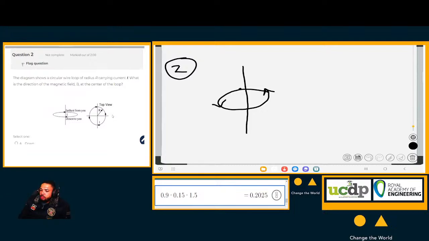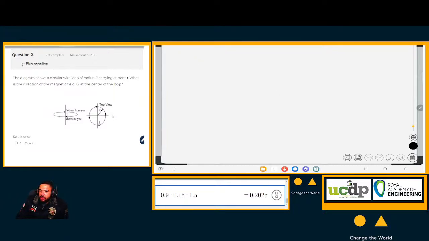Now if you were to look at it from the top, it would look like the top view given there. I can't draw it better, so let's just use the drawing that's been given. The question is, this wire carries a current I and creates a magnetic field. What is the direction of the magnetic field at the center of the loop?